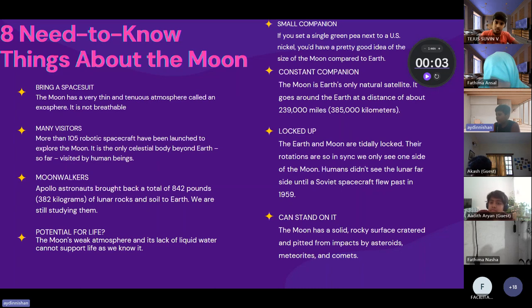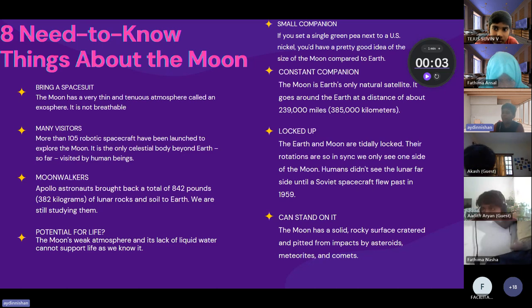You can stand on it. The moon has a solid, rocky surface, cratered and pitted from impacts by asteroids, meteorites and comets.